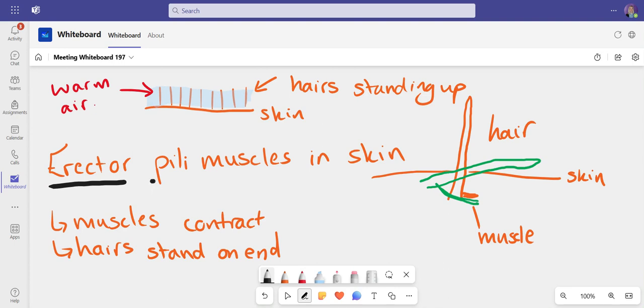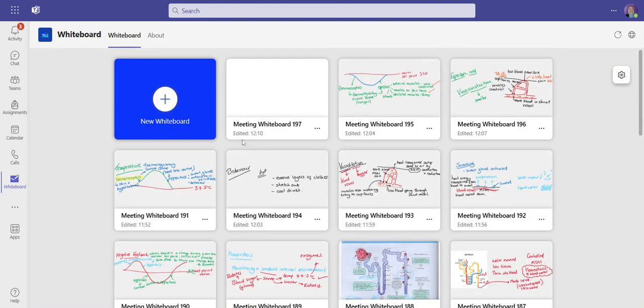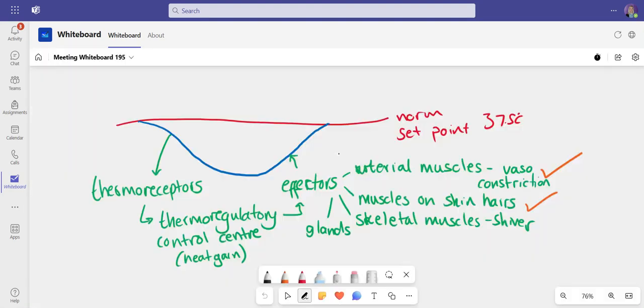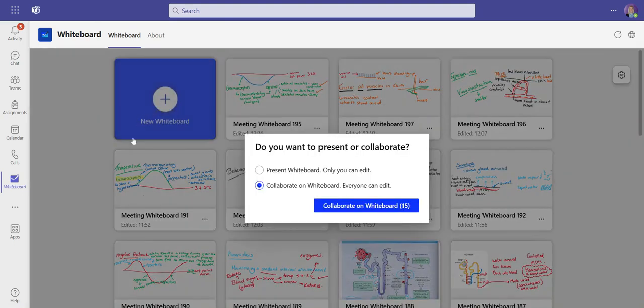Okay, and it's caused by these erector pili muscles in our skin that can contract, stand the hairs up on end, and trap a little layer of warm air. Can work really well if you've got enough hair. Right, the next one on our list was that our skeletal muscles are used to make us shiver, to warm us up. So let's do that one next.